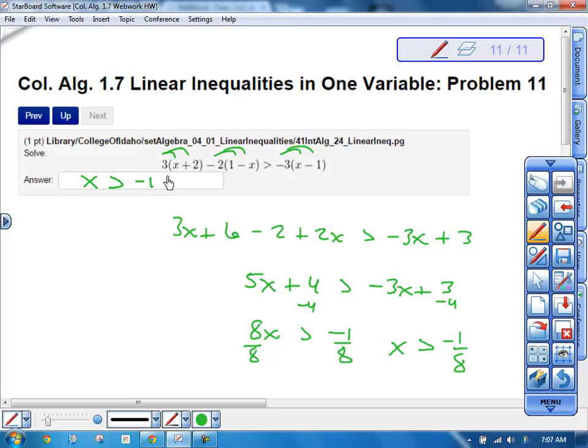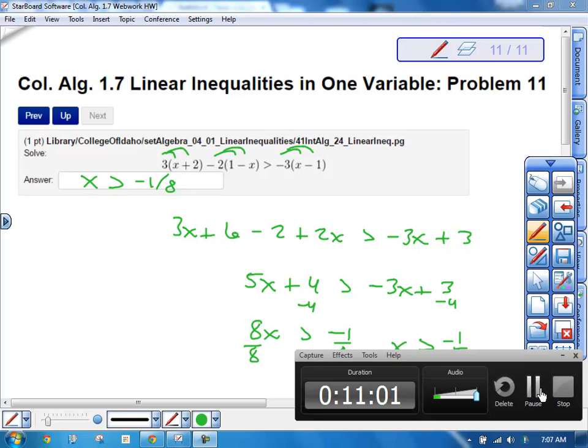So x is greater than -1 divided by 8. Should do that one. All right, I hope this helps.